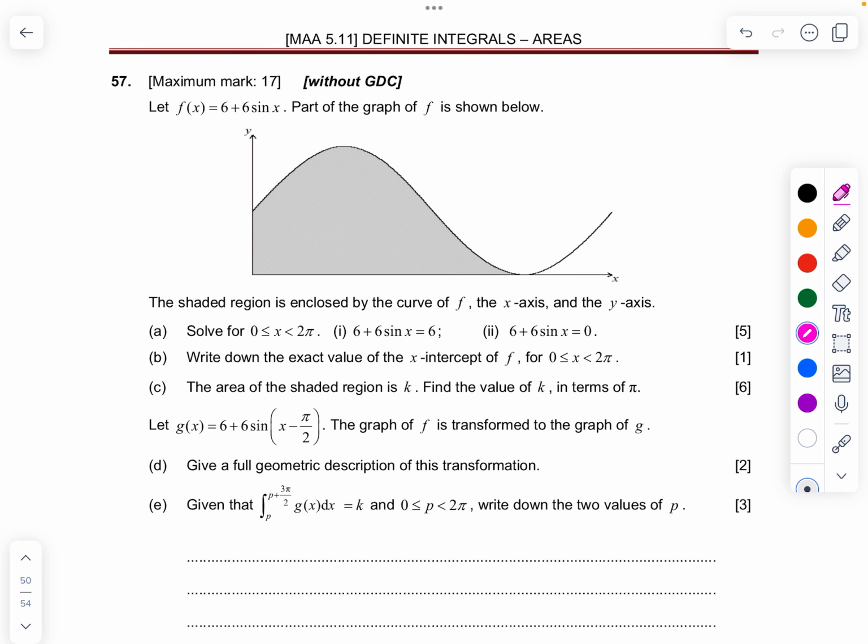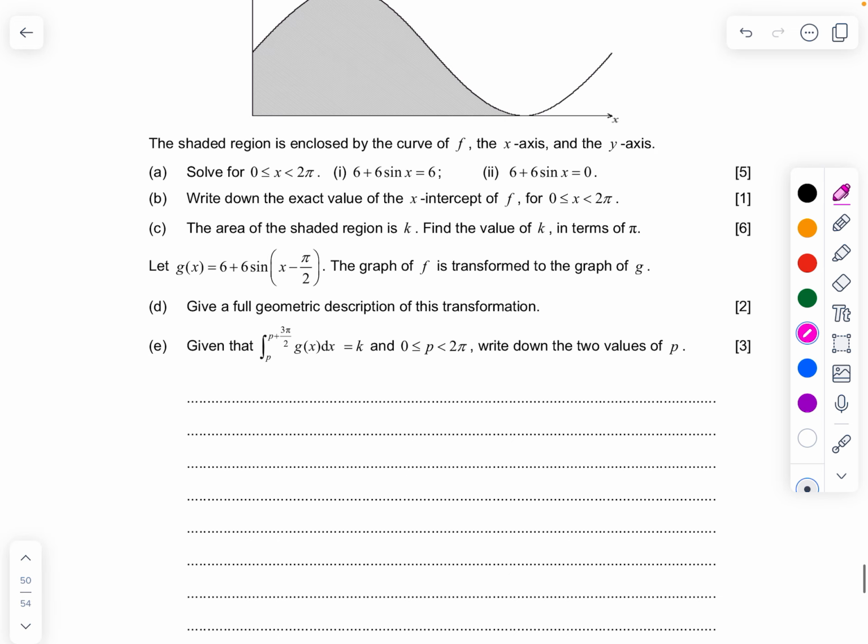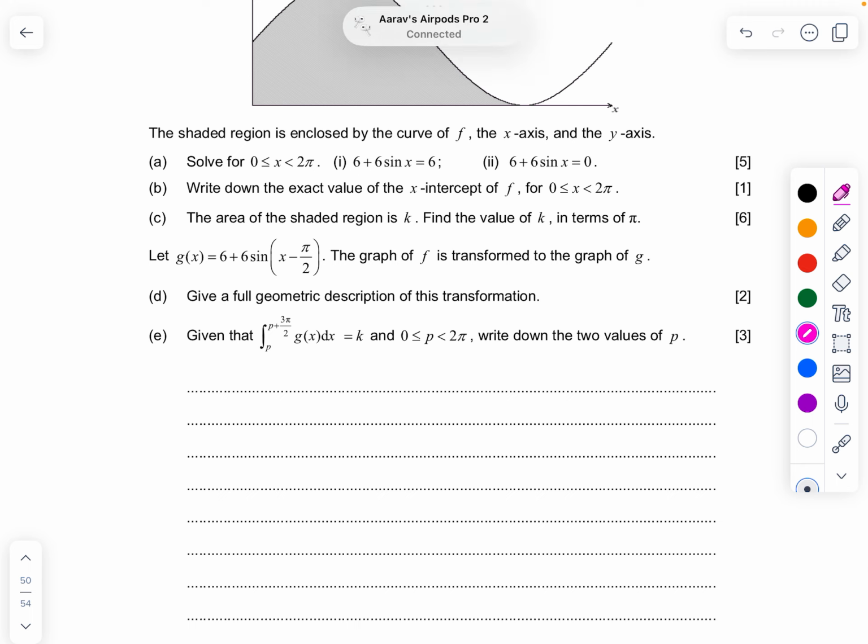Question number 57. f of x equals 6 plus 6 sin x. Part of the graph of f is shown. The shaded region is enclosed between the curve, the x-axis and the y-axis. Solve for 0 to 2 pi: 6 plus 6 sin x equals 6, and 6 plus 6 sin x equals 0.